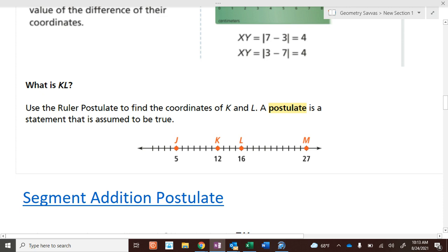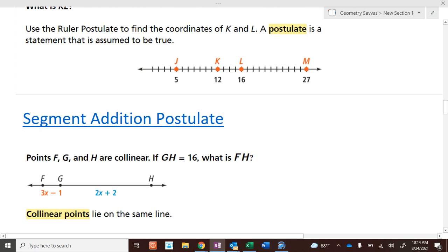So the ruler postulate allows us to find the length of KL. So K is at, Ray? 12, and L is at? So what is the length of KL? 4. Okay. All right. So then we come to the segment addition postulate.